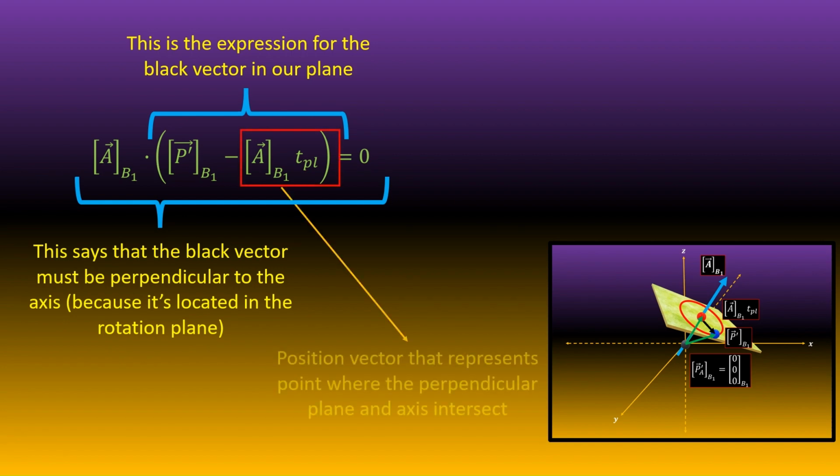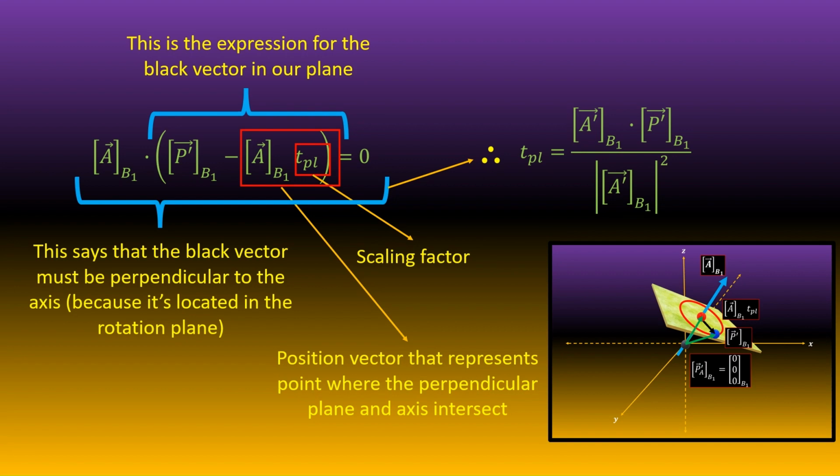Then again, we have the A TPL, that is your position vector that describes that red ball. And TPL, as I've described in the previous slide, is your scaling factor. And so we can deduce from this equation that TPL is equal to that stuff right there in green. Alright, so now that we've solved for TPL, we know A TPL, which is the position vector describing the red ball.